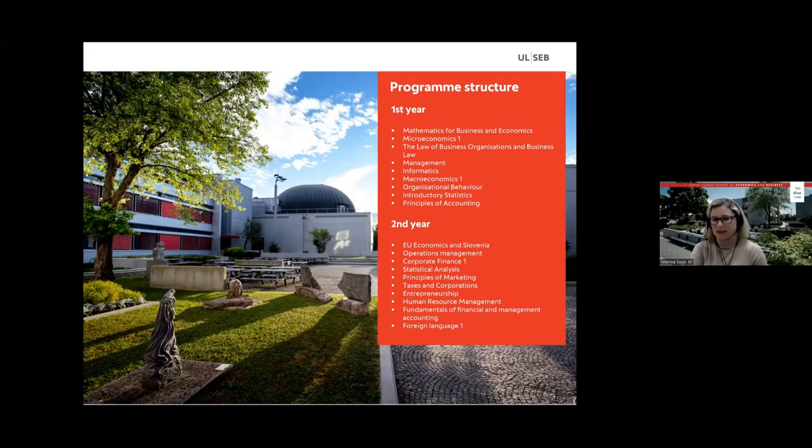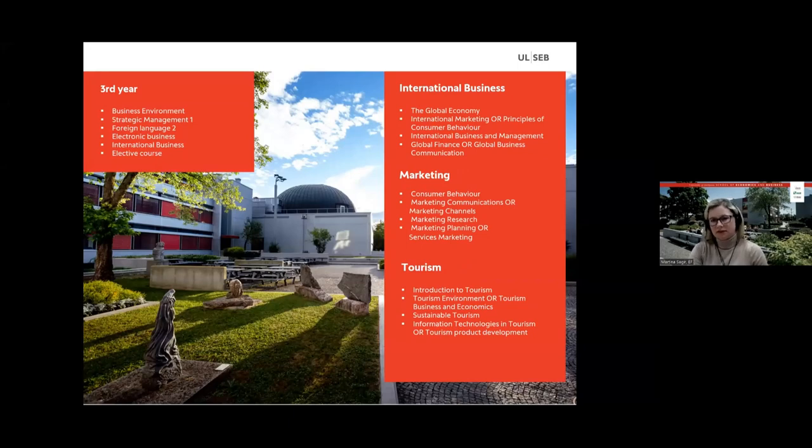The second year is already divided. As you can see on the slide, you will have different courses, depending on your specialization. And in the third year, you will also have 4 courses that are specific only to your specialization.